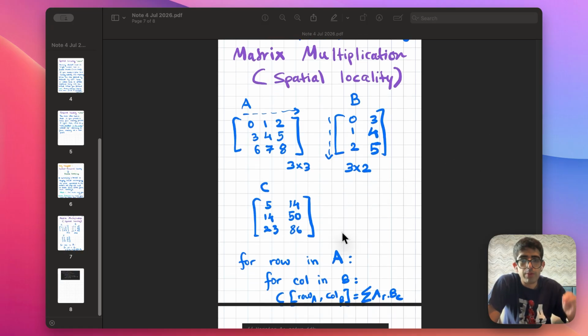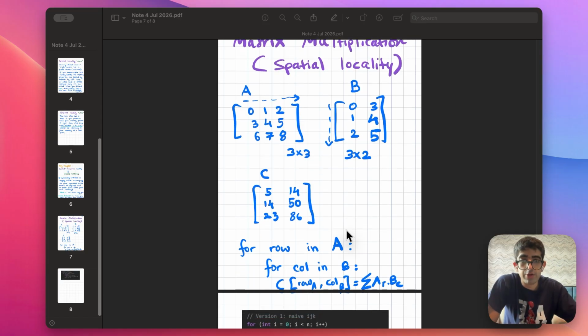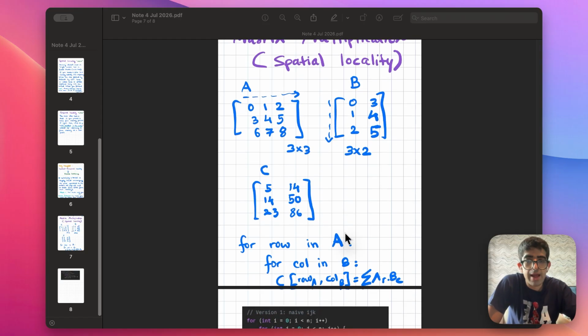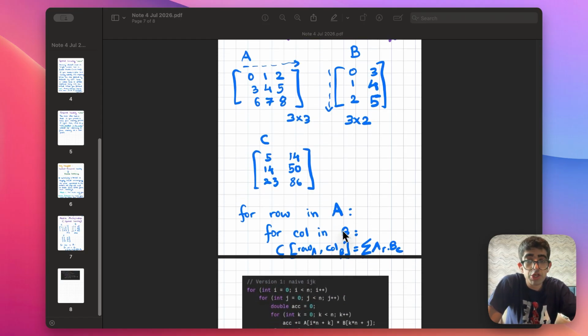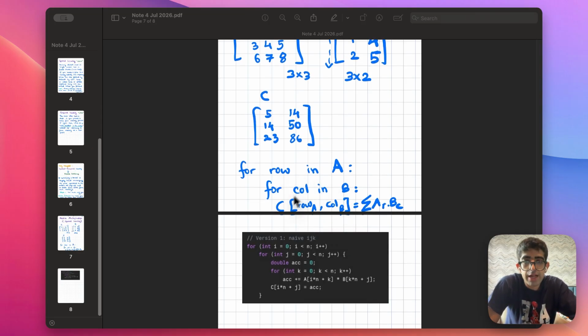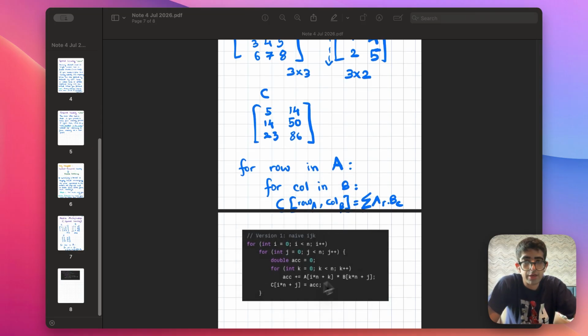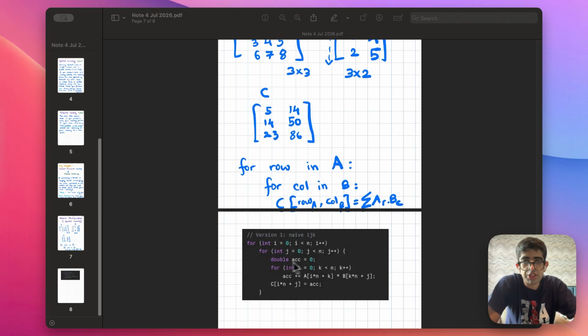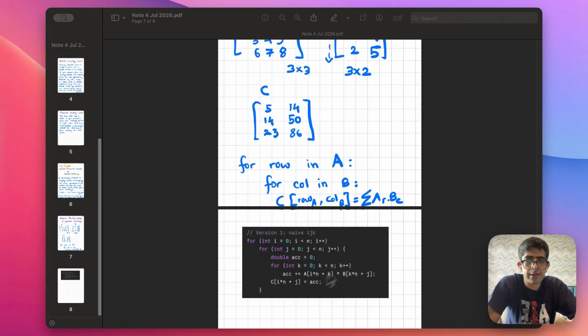So in the matrix multiplication algorithm, we iterate over each row in A, and then we iterate over each column in B. The innermost loop computes the dot product of that row of A and that column of B that we picked. This algorithm is encapsulated in this code, which does the same thing, and I think this is fairly standard to understand.